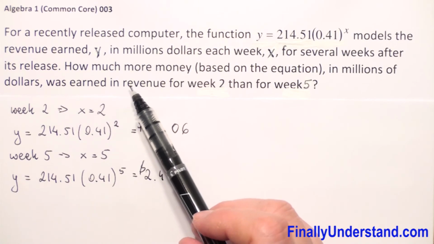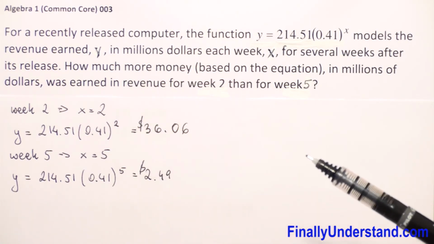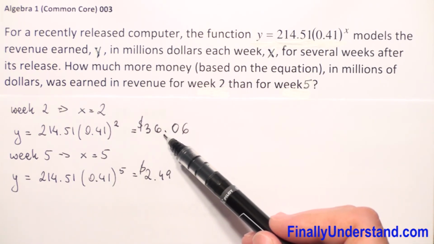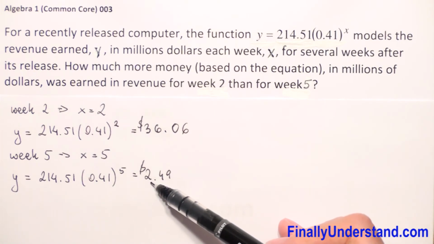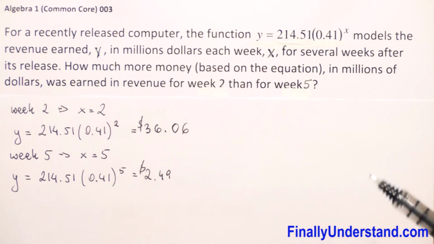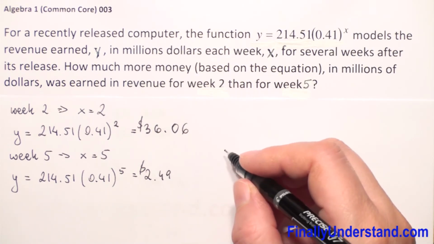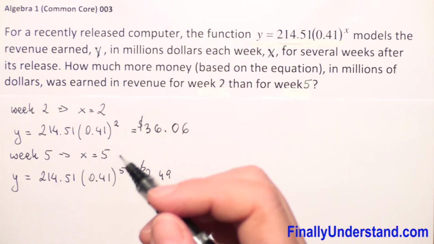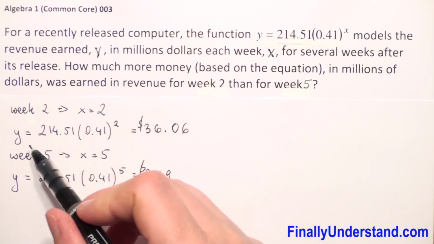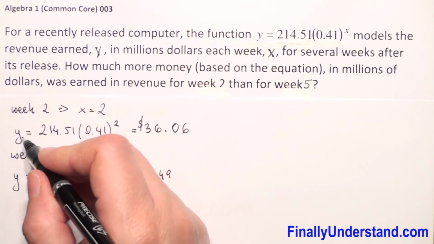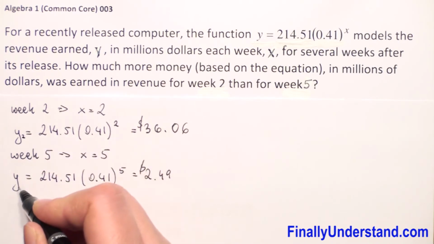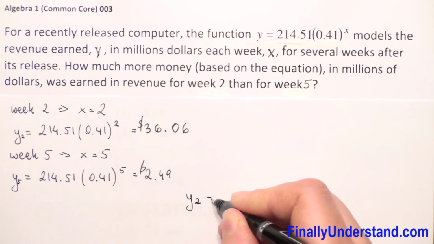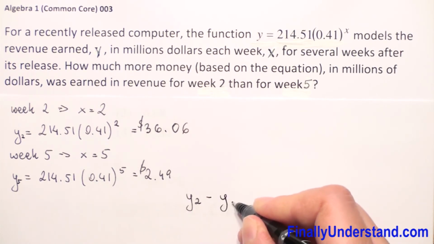And because we have to calculate how much more money we have in revenue for week 2 than for week 5, we see the difference. We have 36 in the second week, and in the 5th we have only 2 million something. So we will subtract the revenue of week 5 from week 2. Let's write y2 and y5. So from y2, the revenue of week 2, we have to subtract the revenue of the 5th week.